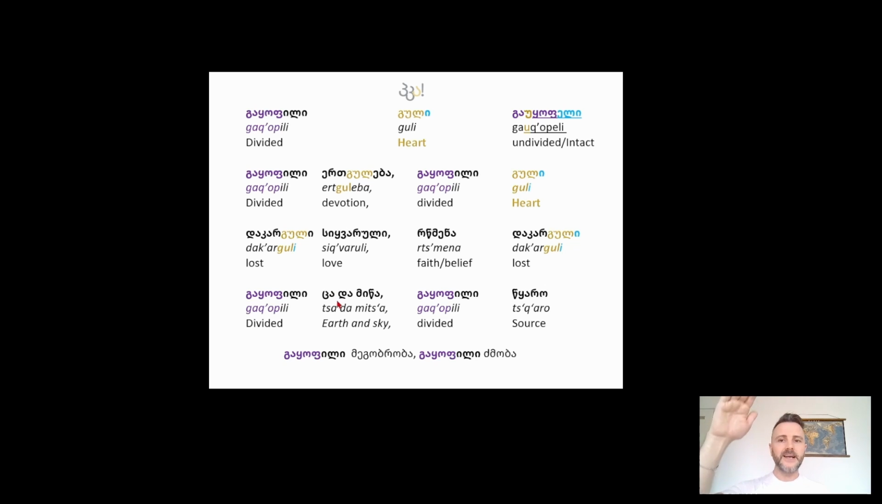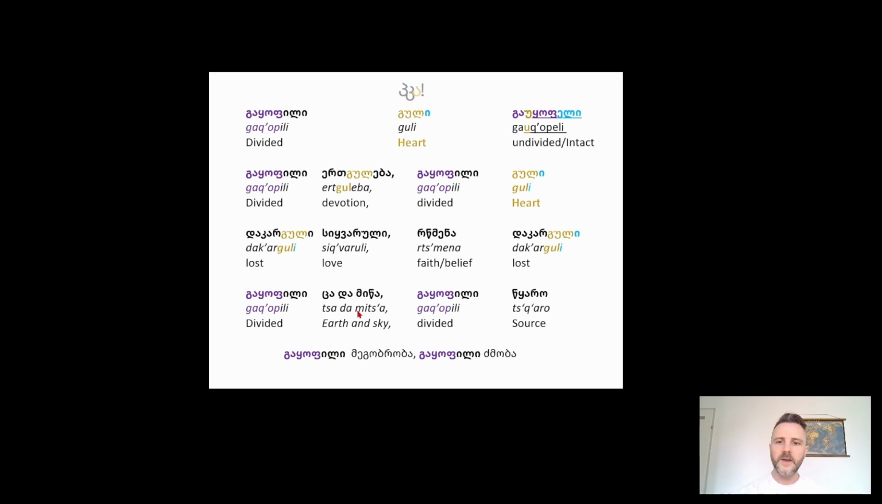Gaq'opeli tsa damitsa. Sky and earth. Earth and sky. It can also sometimes mean heaven and earth. But I think this actually means that it's naturally divided. We see it as a whole, but it's naturally divided. Gaq'opeli tzkaro, the source of a river, the source of water, naturally divides. As it proceeds, it naturally divides.